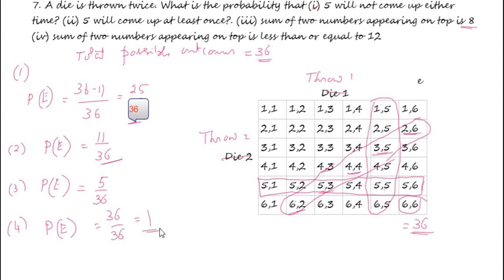When you have this kind of problem, either a die is thrown twice or two dice are thrown simultaneously, first what you need to do is prepare a table like this and then answer the questions. Without that, it is very difficult to solve this kind of problem. So take care that you draw this table first and then solve the problem.